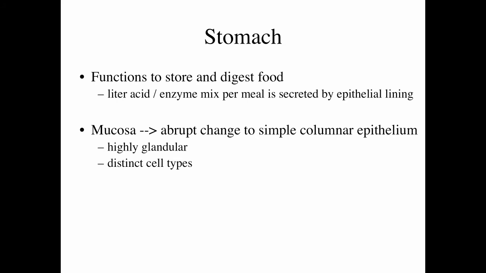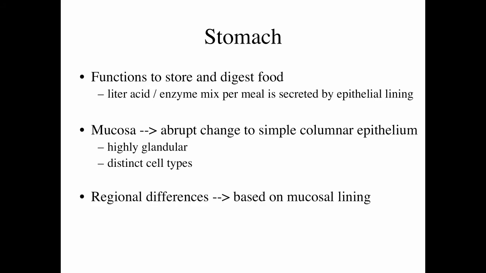The mucosa shows an abrupt change to a simple columnar epithelium. So you've got the stratified squamous epithelium of the esophagus transitioning very abruptly to the simple columnar epithelium in the stomach. The mucosa of the stomach is very highly glandular, and depending on the region of the stomach, there are very distinct cell types that can be identified in the mucosa of the stomach. Regional differences in the stomach tend to be based on the mucosal lining.